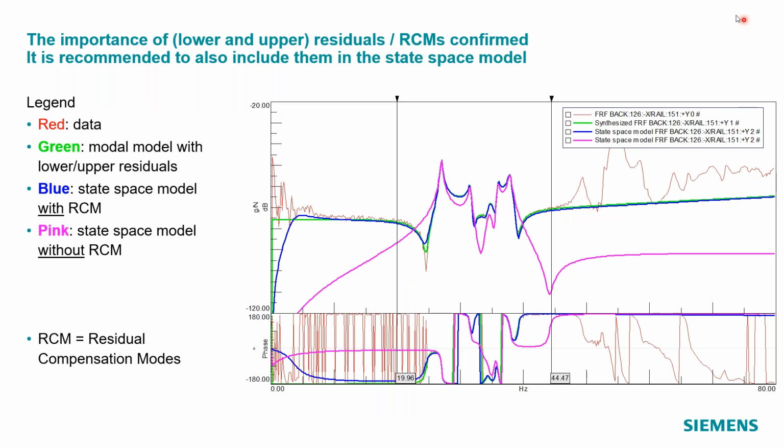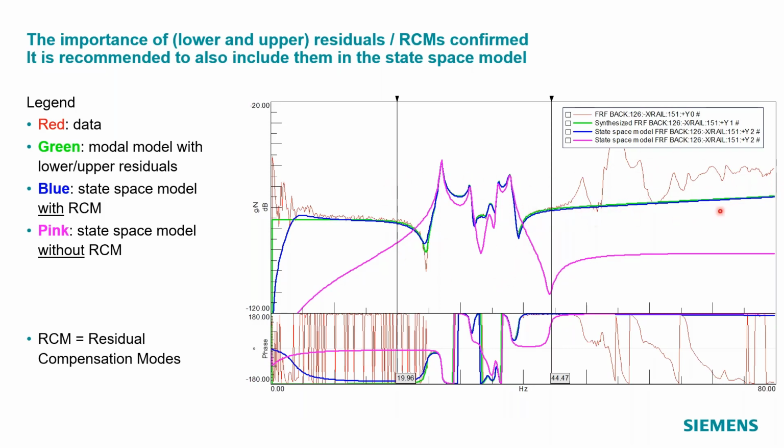Here you see a bit the illustration of this state space modeling concept and the replacement of the lower and upper residual by what we call residual compensation modes. So let me go through this graph. The red curve is a measured FRF, as you can see. The green one is what we would do in a traditional way with modal analysis. So we have good representation of the data inside the frequency band. But we also need to include some lower residual behavior and some upper residual behavior to really model the dynamics of the modes outside the band within the band of interest.